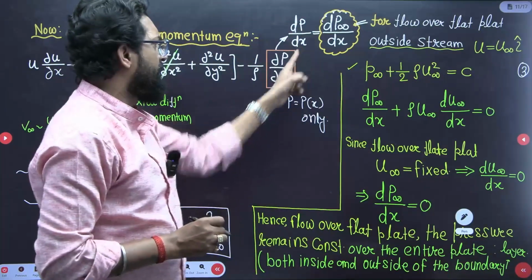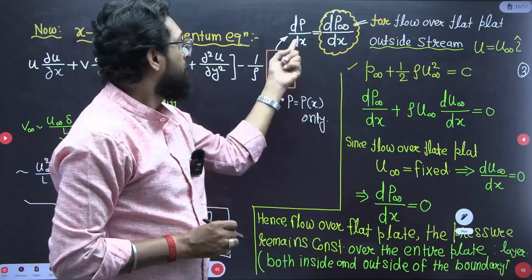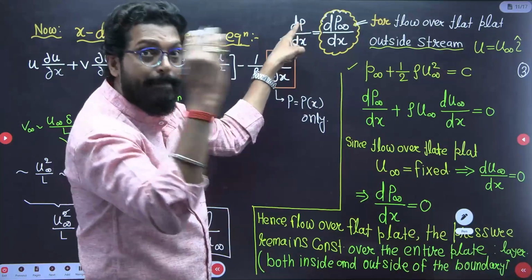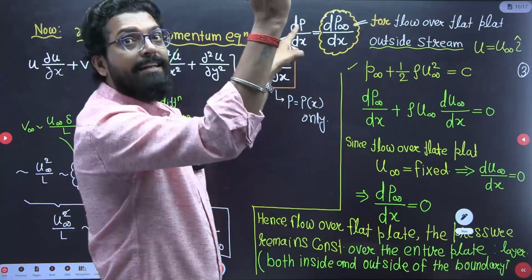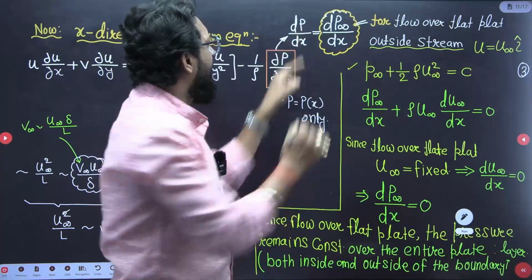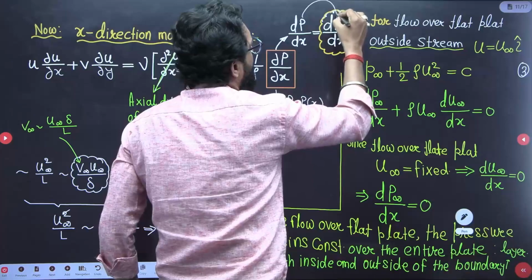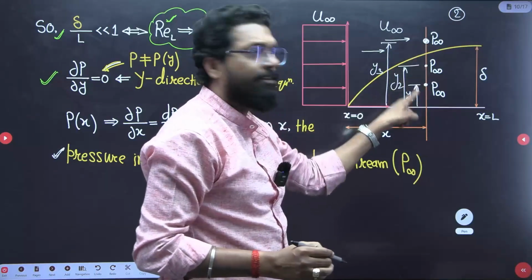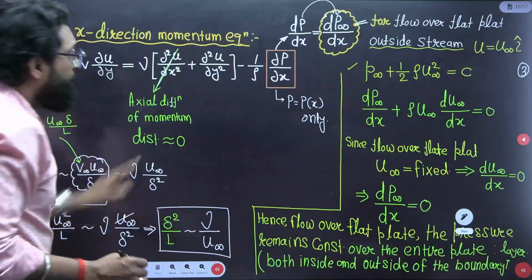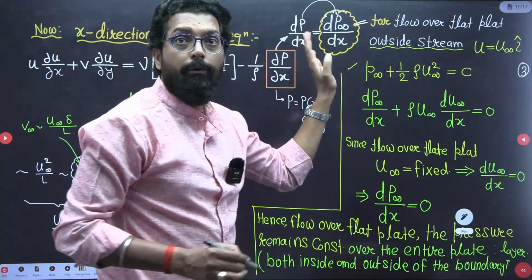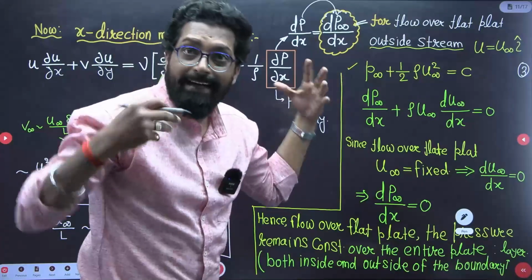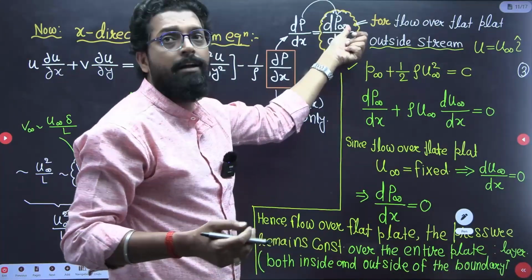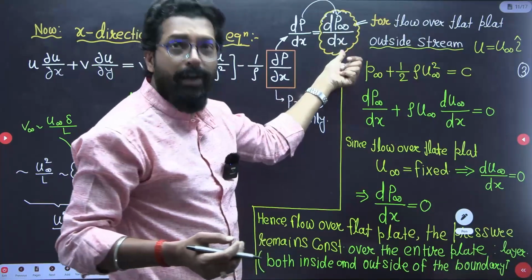That means dP/dx is equal to what? P doesn't change with respect to Y at a particular X value. So precisely, you have to write P infinity, since all the points there have P infinity. Now we will identify what dP infinity is, that is, the change in pressure in the free stream with respect to X.